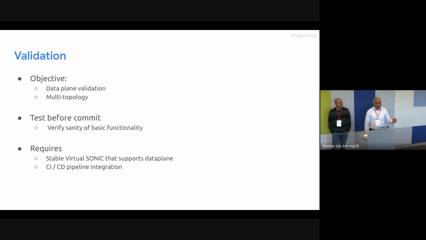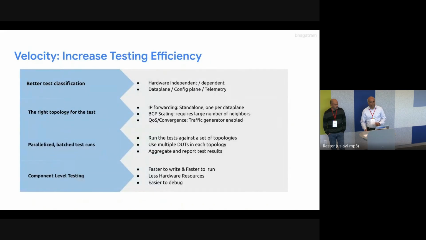And then the message that Kartik was mentioning earlier, you have a higher confidence in mainline, and mainline just works. For making sure mainline just works, we want to test before commit, not after commit. So today, a large amount of testing happens after. And this means we need a stable virtual SONiC that supports data plane. There are community efforts, Alpine, VPP, and others which are helping in that direction. We also want to integrate testing a lot more into the CI/CD pipeline. Right? So these are changes that we need to go ahead with.